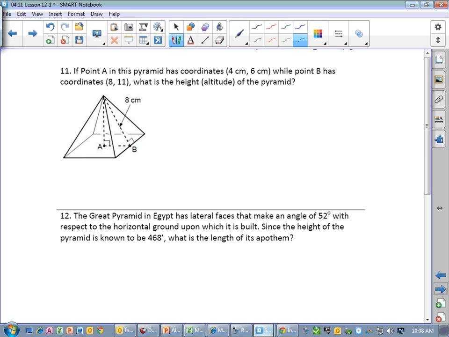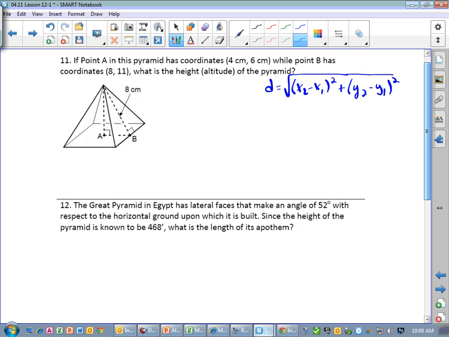Number 11, you're going to need the distance formula. Write this down. The distance is equal to the square root of x2 minus x1 squared, so the difference in x squared, plus the difference in y squared. And number 12, suddenly there's an angle.